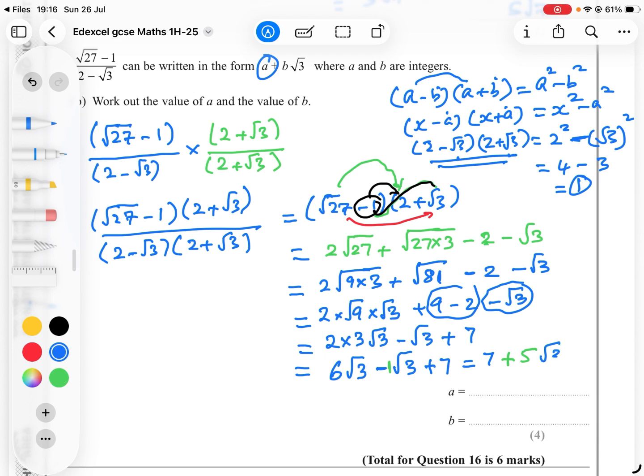So that means value of A is 7, value of B is 5.